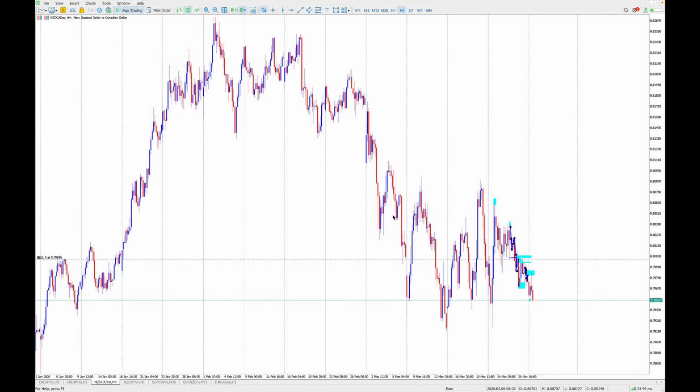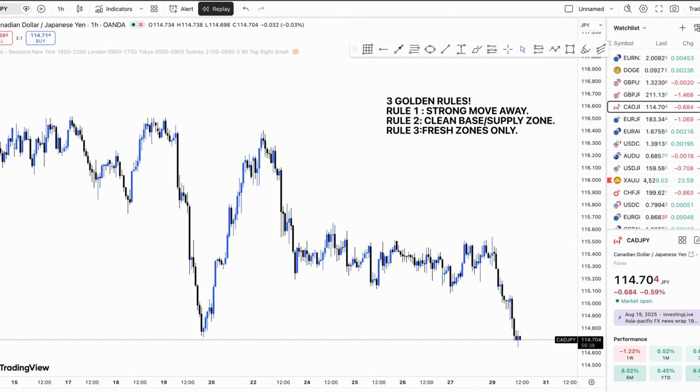But if you look at it from the higher time frame, we can even look to take it all the way down here. This is now the H4 time frame. We can look to see another push down to this area, but we'll talk about that later in the video.